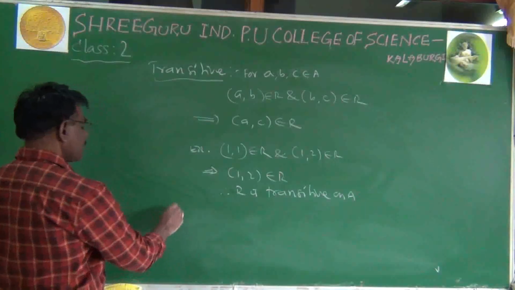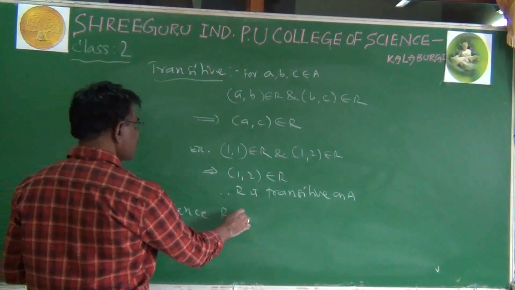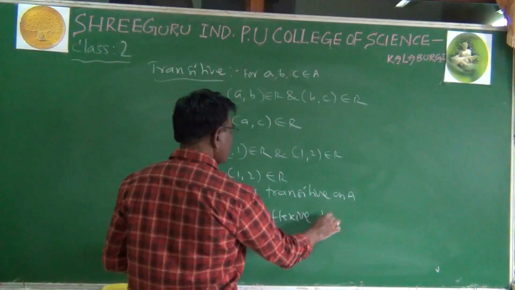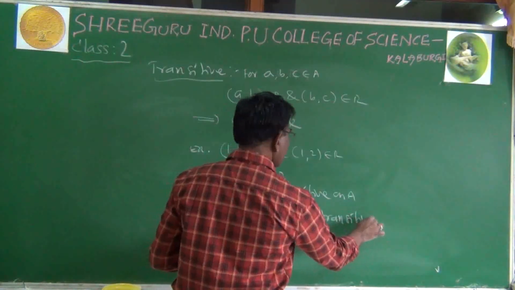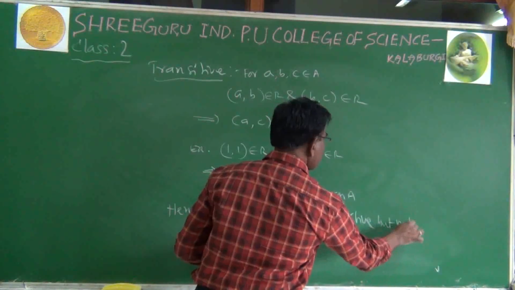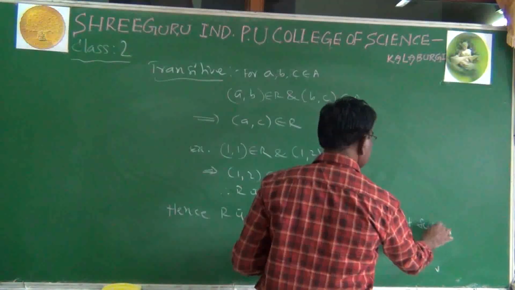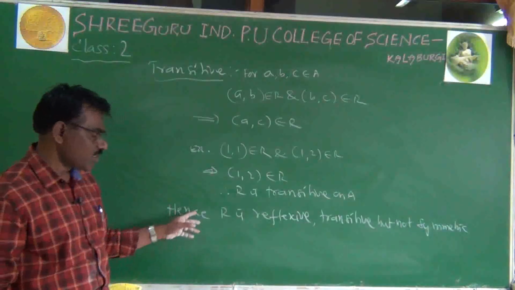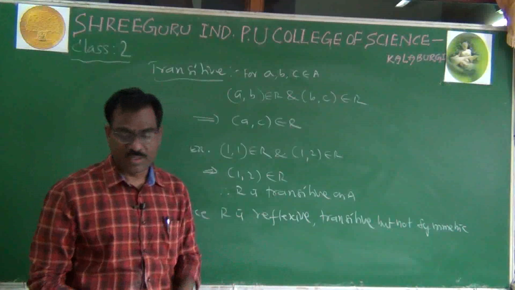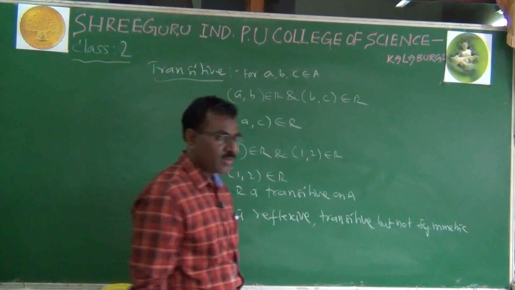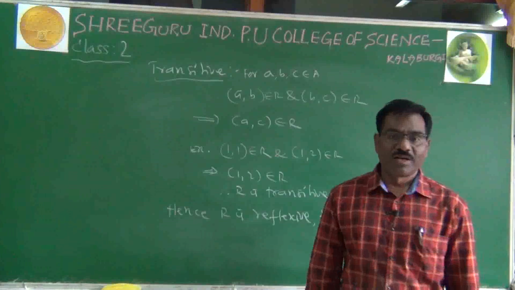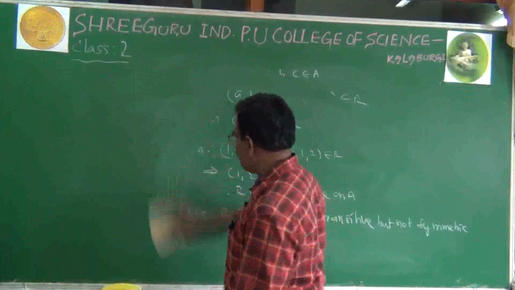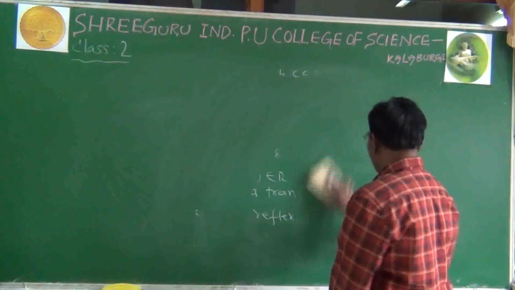Hence, what is the last concluding statement? Hence, R is reflexive, transitive, but not symmetric. Hence, the relation R is reflexive, transitive, but not symmetric. So, what is the problem? Y is divisible by X, or X divides Y. So, this is another example problem.